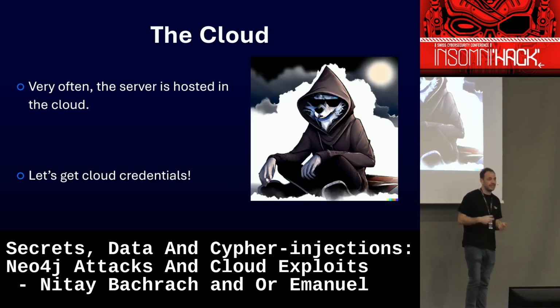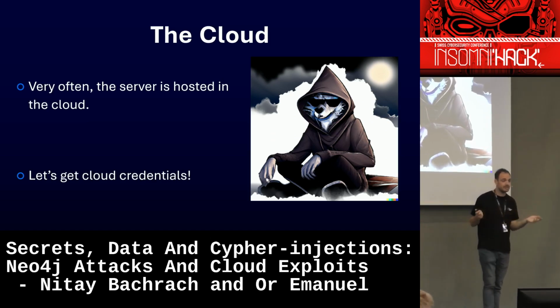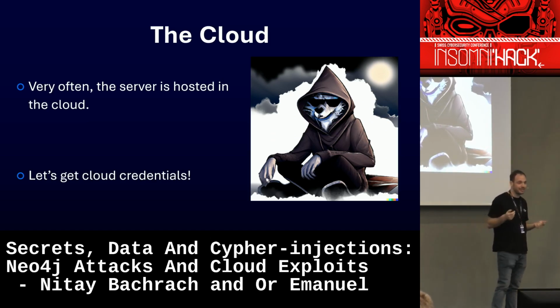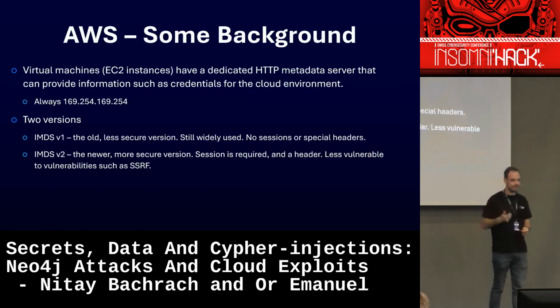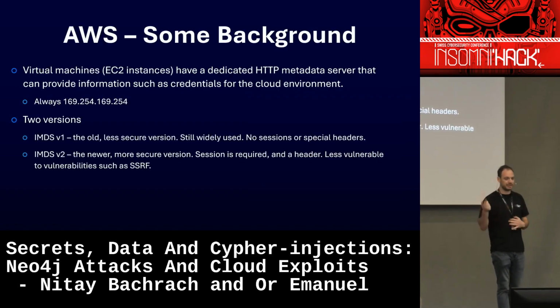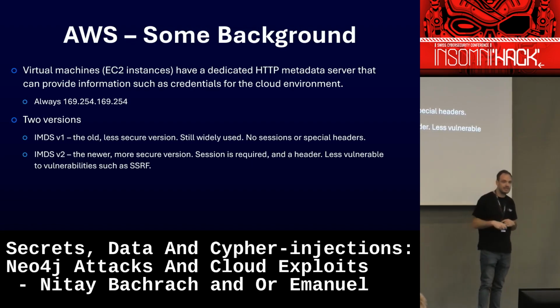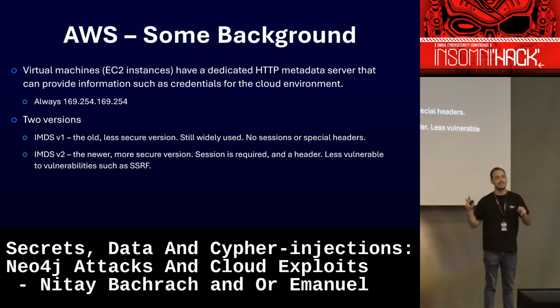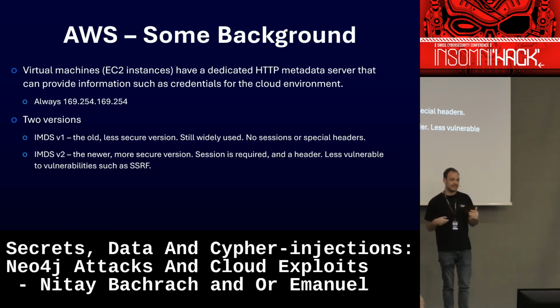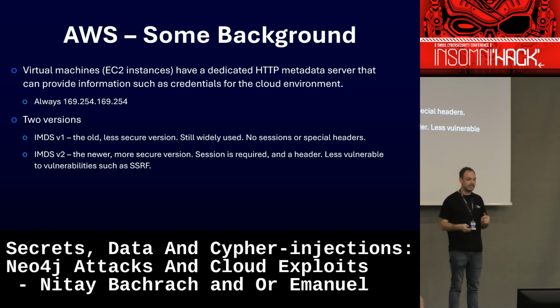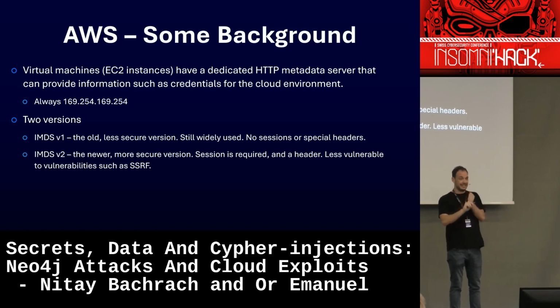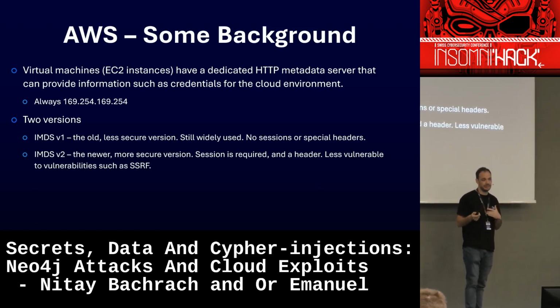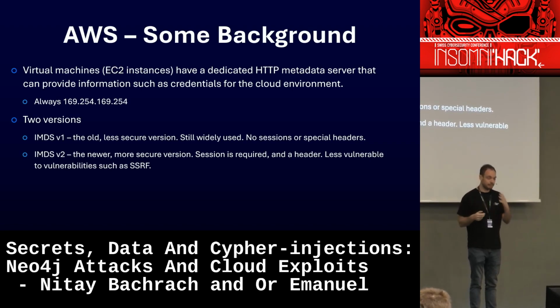So most Neo4j servers, like everything today, are usually in the cloud. And if you're in the cloud, let's get cloud credentials. The most common cloud is, of course, AWS. There's also GCP, Azure, but they're pretty similar. In AWS, all virtual machines, or EC2 instances, have a dedicated HTTP server. It's called IMDS, the Instance Metadata Service. And this server has a lot of metadata, including the credentials that the instance can use to access the cloud and cloud resources.